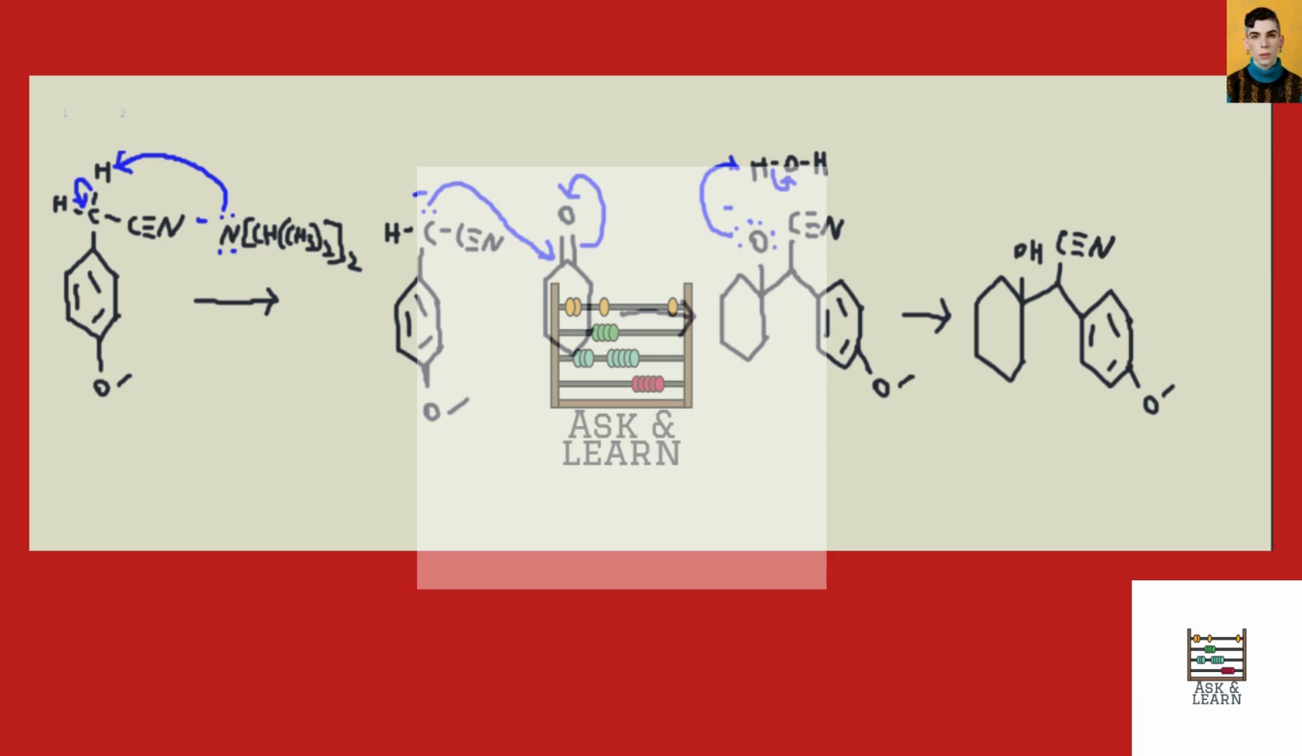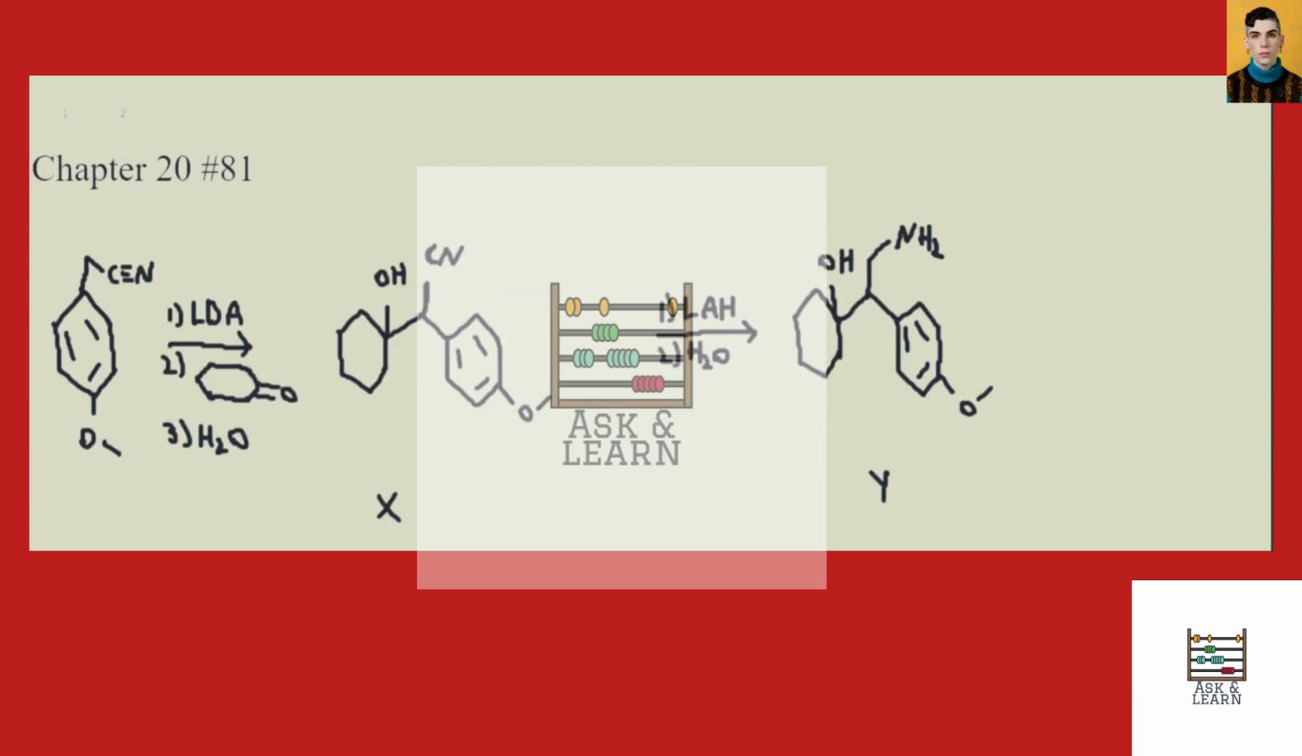Again, LDA deprotonates that benzylic carbon, which then acts as a nucleophile and attacks the ketone, the cyclohexanone. And the resulting alkoxide is then protonated. Okay. And again, on the first page here, this is X. And then when X is reduced with LAH, we get the amine instead of the nitrile. And that is Y. And that's the answer to Chapter 20, problem number 81.